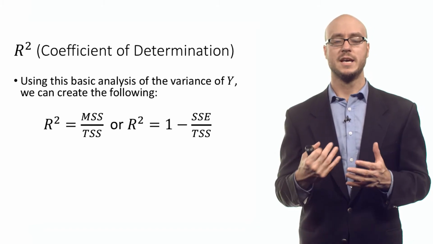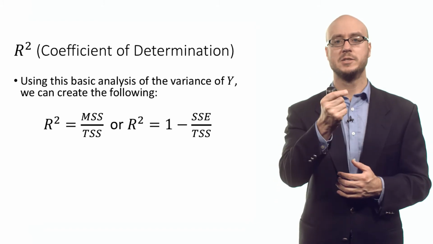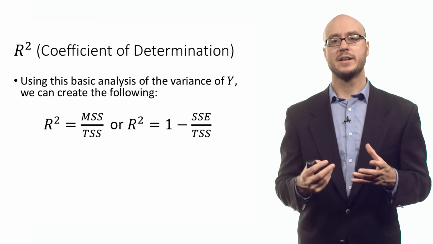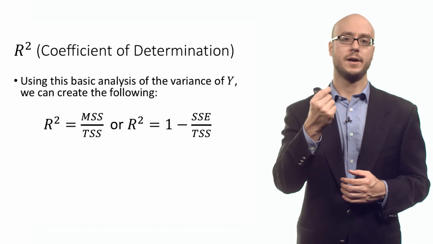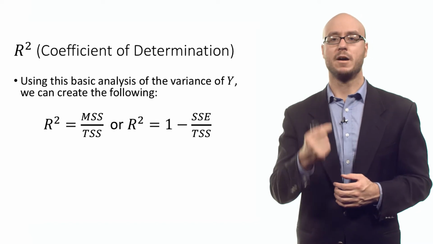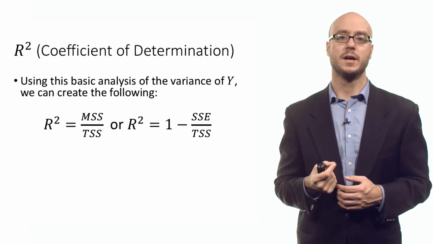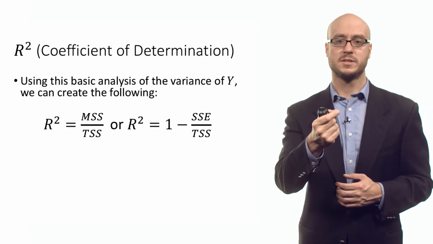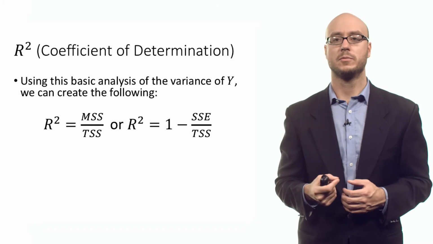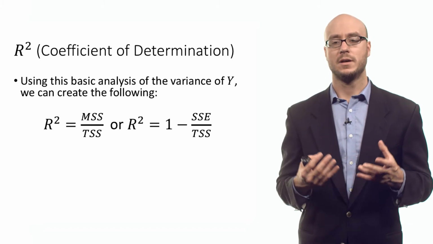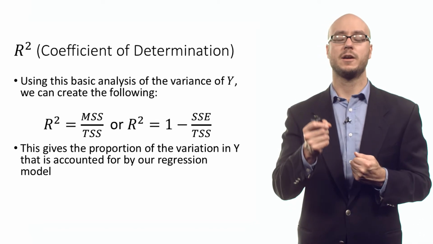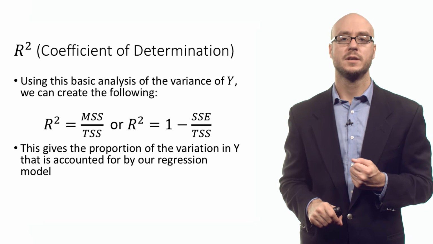So the total sum of squares, that is all the variation of our raw values of our outcome around the mean of our outcome. The model sum of squares, that is the variation of our y hats around the mean of y. So the model sum of squares is the y hats around the mean of y, and the total sum of squares is the raw values of y around the mean of y. And this value that we call r squared can also be calculated by taking 1 minus the sum of squared errors divided by the total sum of squares.